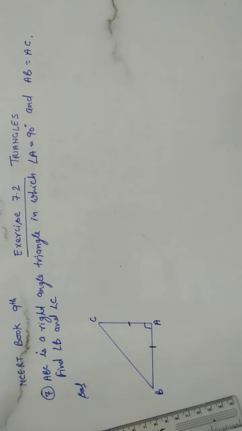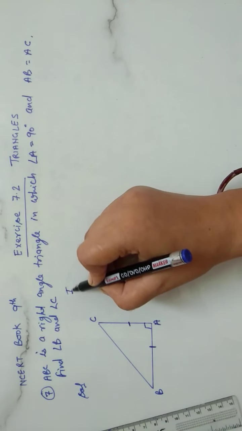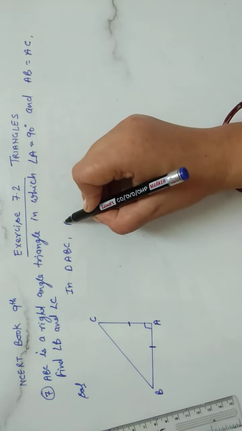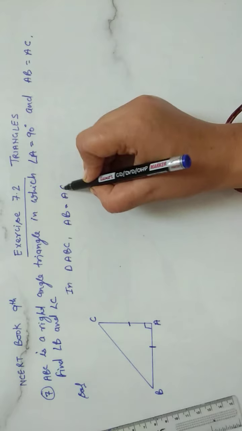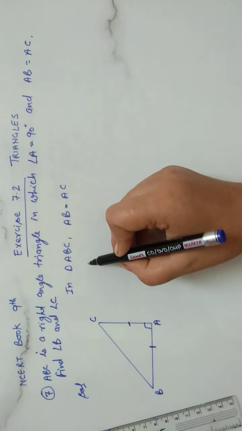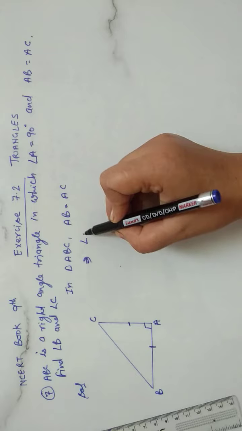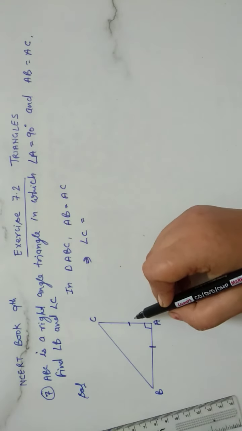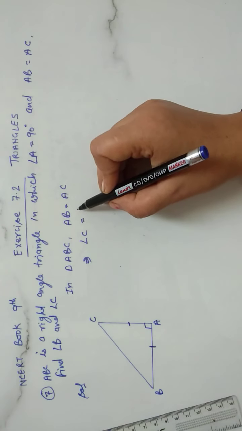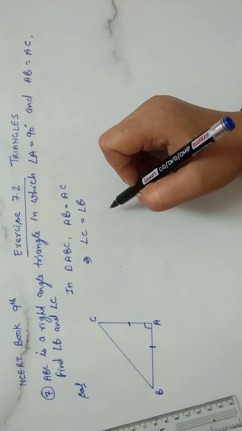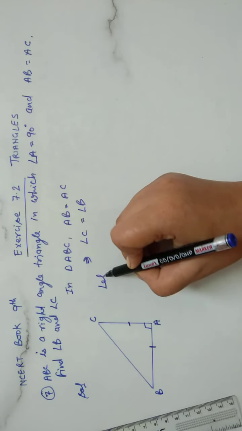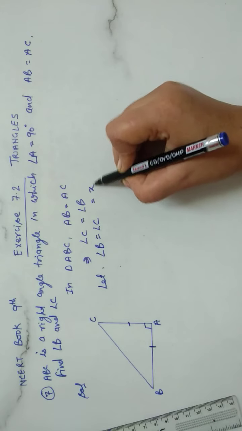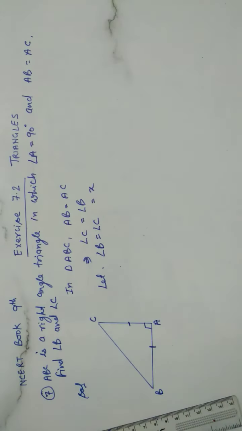So just have a look. First of all, we will take this triangle, what is given to us in triangle ABC. What is given to us? That AB is equal to AC. Okay, so if AB is equal to AC, what does it imply? That the angle opposite to AB, which is angle C, is equal to the angle opposite to AC, which is angle B. So these two are equal. Okay, so for finding that, we will assume angle B, which is equal to angle C, as X. This we will assume so that we can find it out.